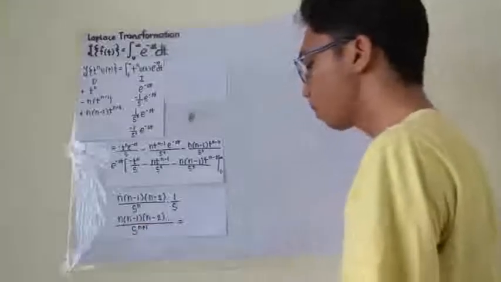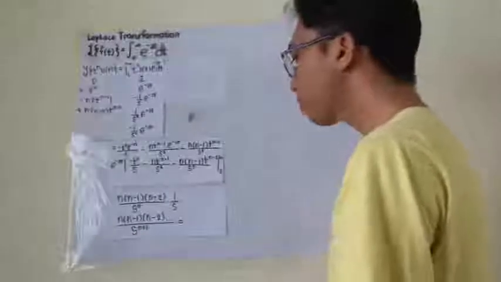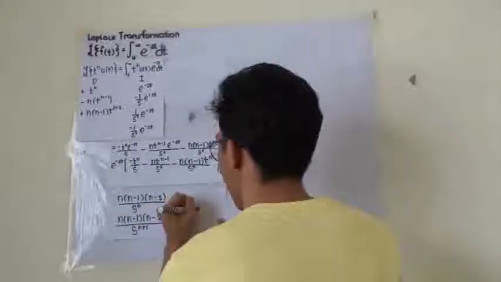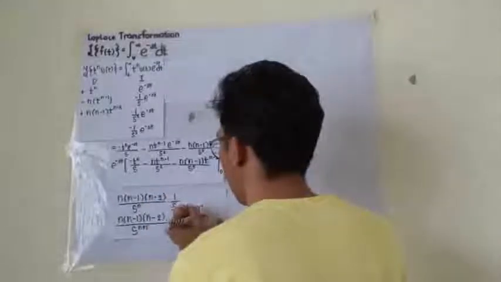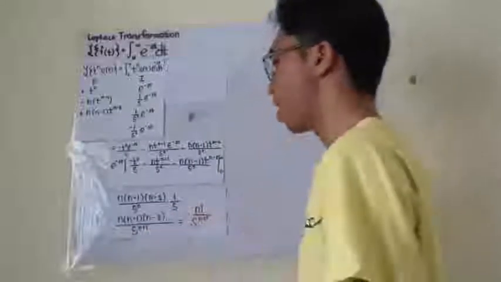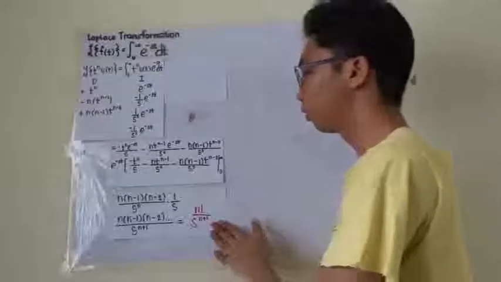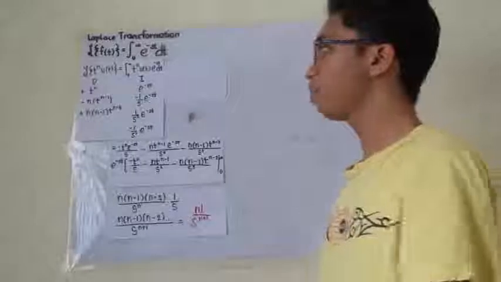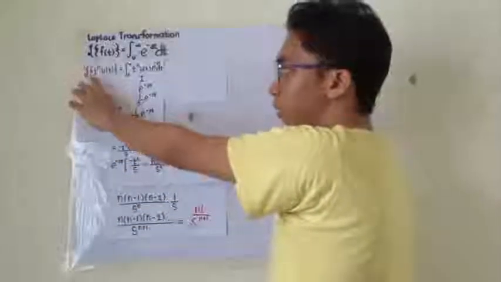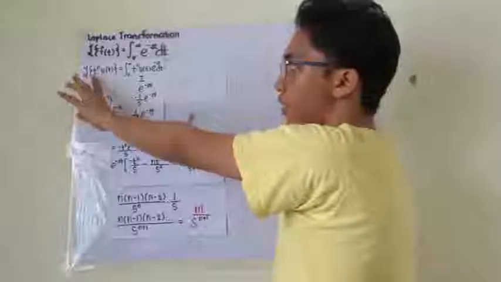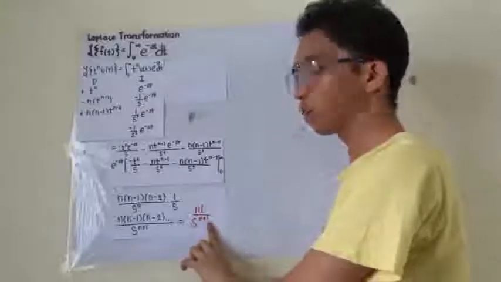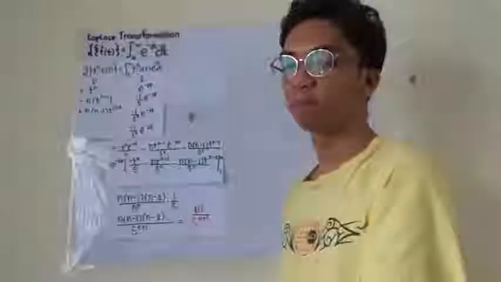Simplifying the equation, we have n quantity n minus 1 quantity n minus 2 over s to the n times s, that is s raised to n plus 1, and having the general form of n factorial over s raised to n plus 1. So this is the general formula. So we have transformed the Laplace transformation of t raised to n u of t, which is equal to n factorial over s raised to n plus 1.